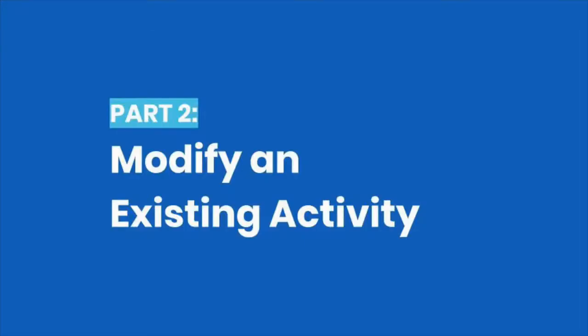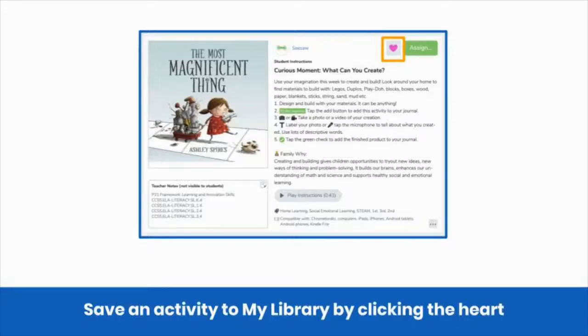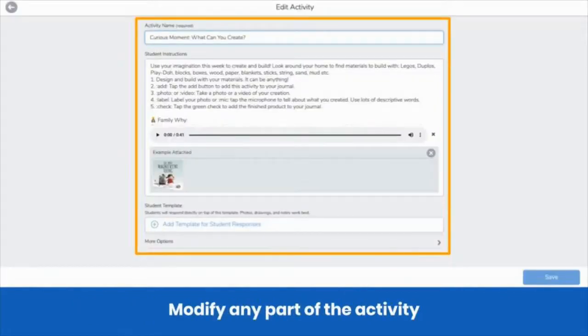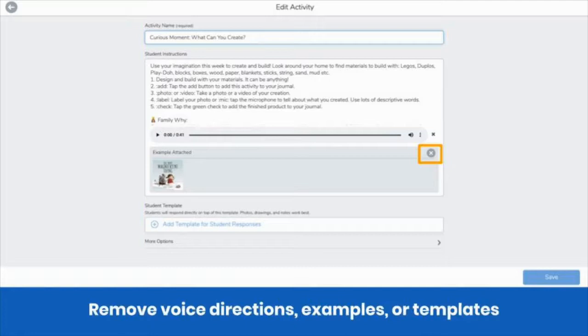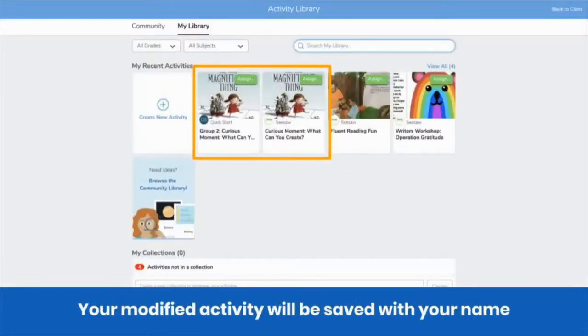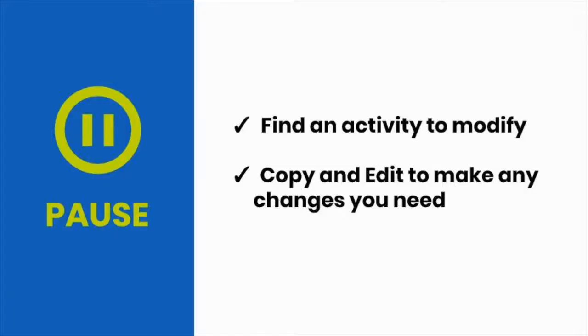You can edit any activity you find in the activity library so it's tailored to your class. First, save the activity to My Library by clicking the heart. Then click the three dots and copy and edit activity. Modify any part of the activity you want. Change the title or the directions, add a new example or template. You can also remove voice directions, examples, or templates by clicking the X and re-uploading your own. Don't forget to save. You'll see the new version of the activity in My Library. You'll know it's yours because it'll say your name above the title. Pause the video now, find an activity to modify, and make it your own.